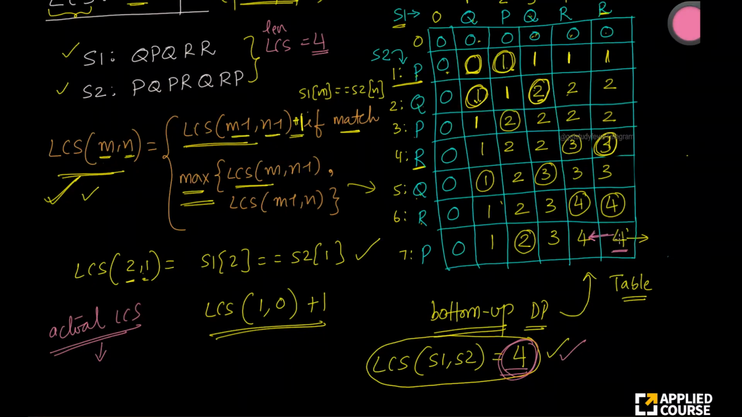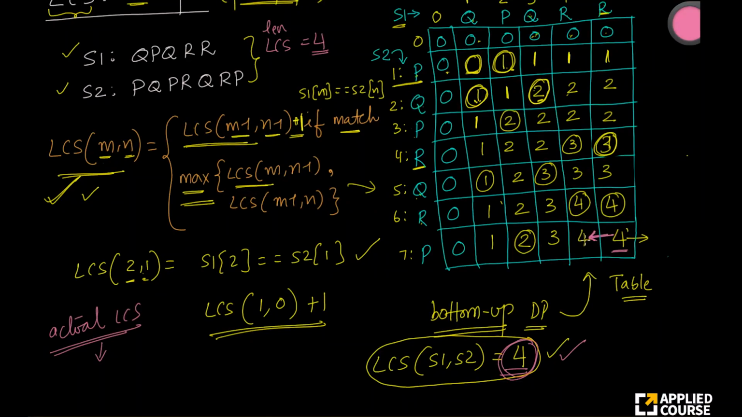Okay, so I'm basically tracing my path back from here, back to the starting. How did this 4 come about? Because of the max of these two, right? Now, because both of them are 4, let's pick this. I could have picked this also. I'll show that in the next example, or just a while later.